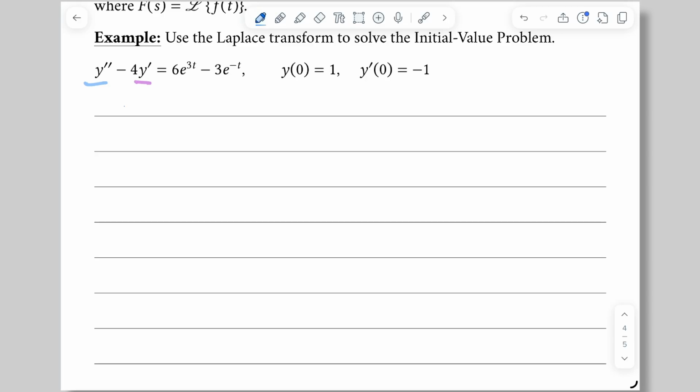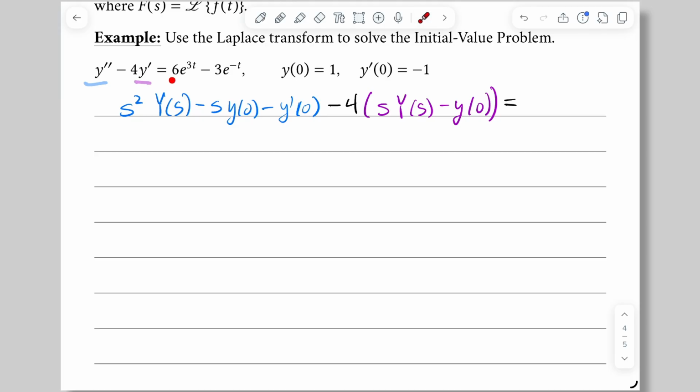The Laplace transform of y double prime, according to the formula we just saw, is s squared times Y of s minus s times y of 0 minus y prime of 0. For minus 4y prime, we have negative 4 times the Laplace transform of y prime, which is s Y of s minus y of 0, equals 6 times the Laplace transform of e to the 3t. So that's going to be 6 over s minus 3, minus 3 times the Laplace transform of e to the negative t. So that's going to be minus 3 over s plus 1.